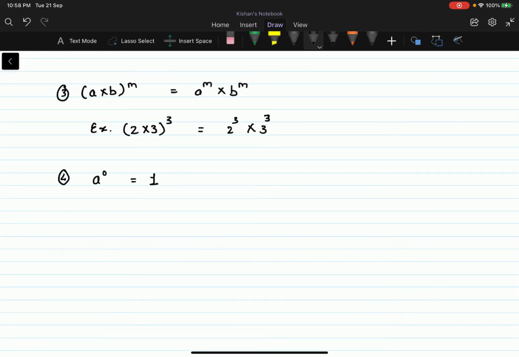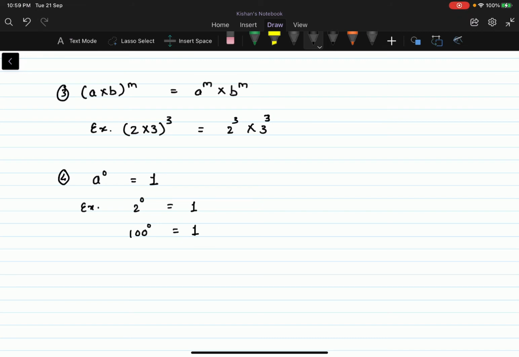Next rule, a raised to 0 is equal to 1. Always remember, anything raised to 0 is always 1. If 2 raised to 0, then the answer will be 1. 100 raised to 0, the answer will be 1.